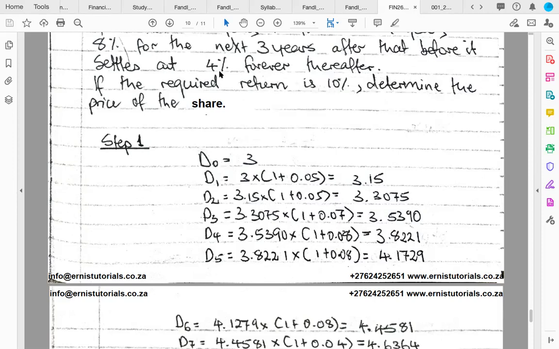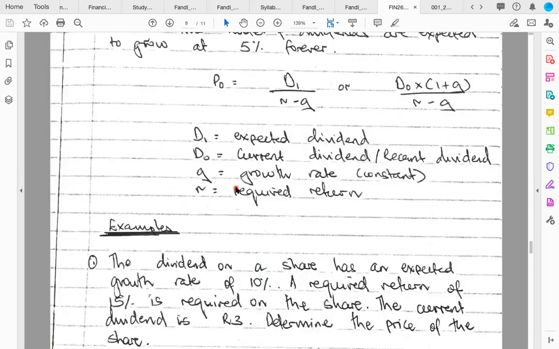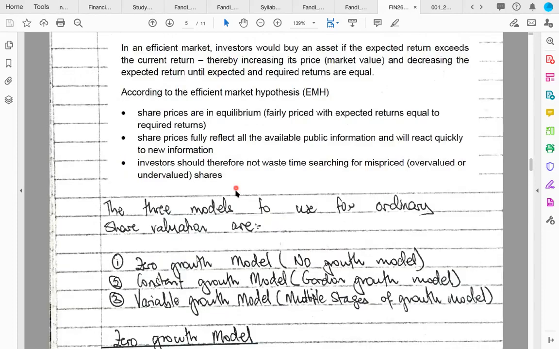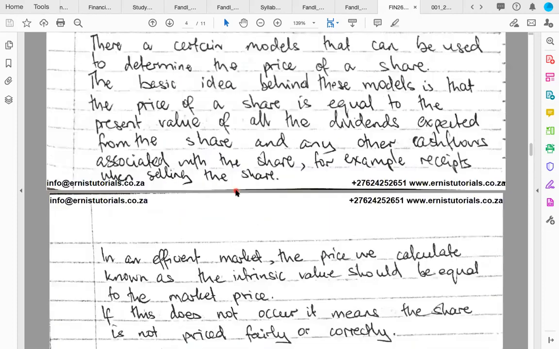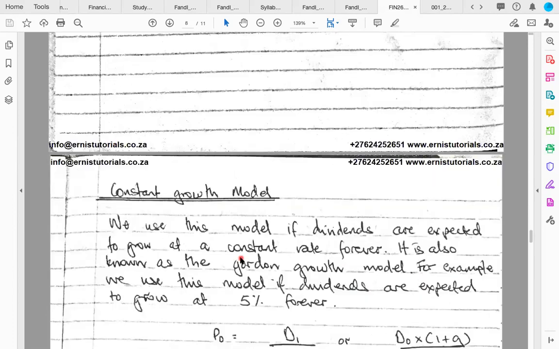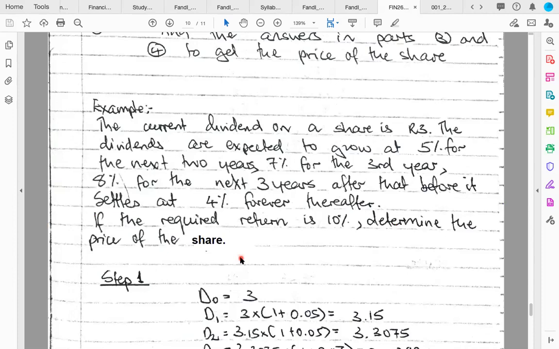Like I discussed right at the beginning, when I said the basic idea behind these models is that the price of a share is equal to the present value of all the dividends expected from the share and any other cash flows associated with the share. For example, receipts when selling the share. So that's the idea behind the variable growth model.